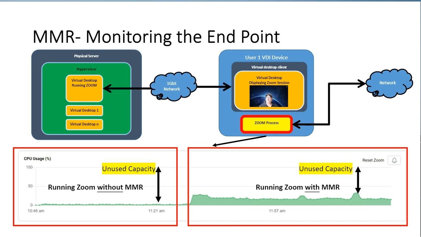In the graph underneath here, the part on the left shows I'm monitoring the CPU on the client itself. When you're not using MMR, the CPU isn't being used very much. But once we take that process and run it on the client, you can see it increases the CPU usage on the client itself. So definitely do that.